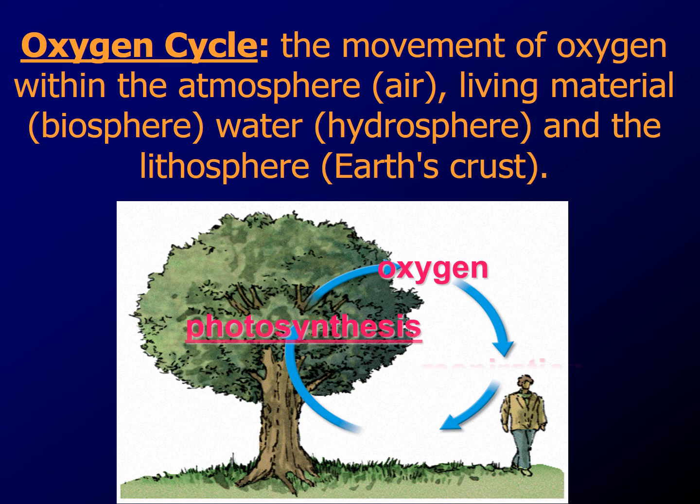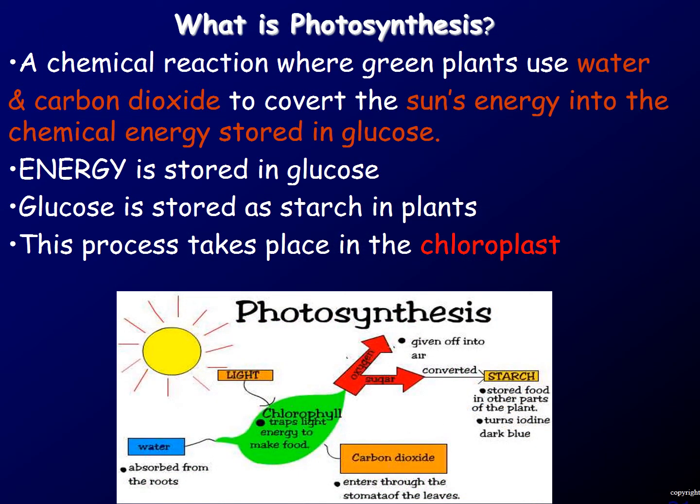We will discuss the oxygen cycle because it ties in with concepts that we discussed earlier. So, the oxygen cycle is the movement of oxygen within the air, water, living material, and the Earth's crust. Photosynthesis plays a vital part in the oxygen cycle.